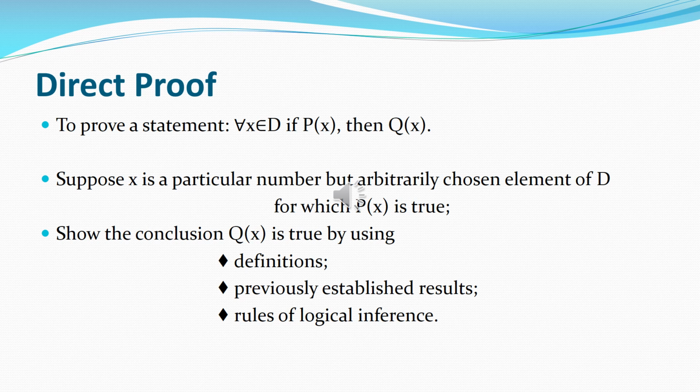Well, we can use a definition that relates P of x and Q of x, or we can use an already established result that connects P of x and Q of x, or we can use rules of logic or rules of inference, quantified statements and so forth. This is how we use direct proof to establish an argument.